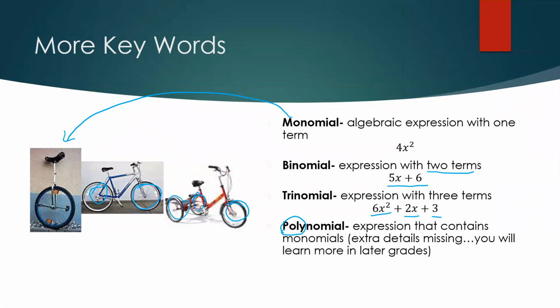There's actually a little bit more detail to this definition. It's not that easy. There are a couple more conditions in order for it to be a polynomial, but for now, we're going to stick with the easiest definition, which is essentially an expression that contains multiple terms, okay? So not just exactly one term or two terms or three terms, but it could contain multiple of them.